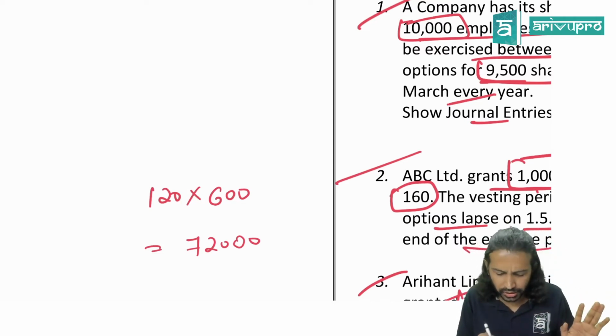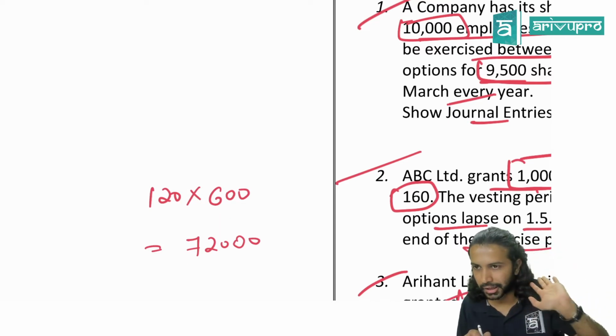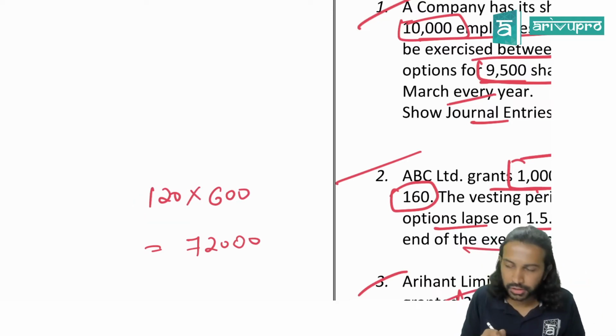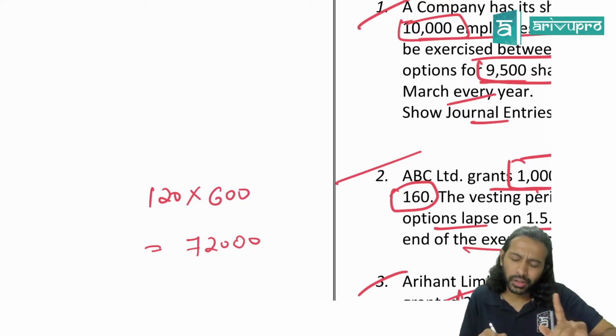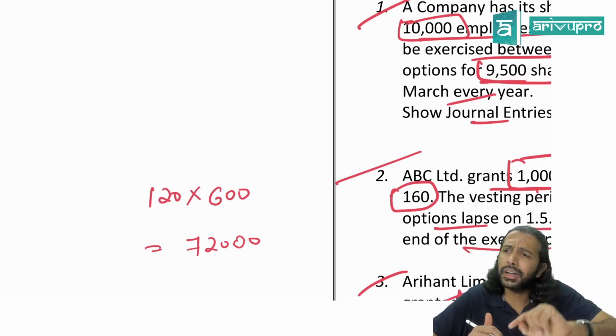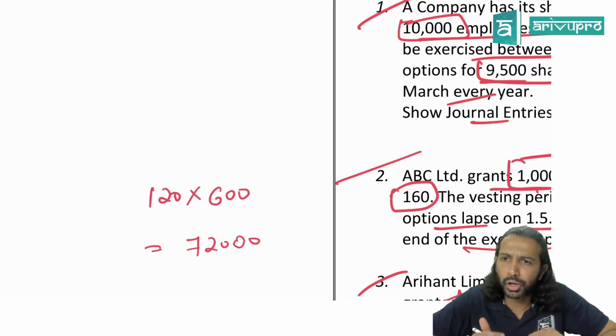72,000. This is not the correct working note. Don't copy this and all. Simplicity I'm taking. I'm assuming 600 shares are purchased. Okay, on each share, how much is the loss? 120. So what is the loss? 72,000. Loss means where it will go, sir? P&L. Can I transfer this loss to 1 year P&L? Touch your heart and tell. Don't still say yes. Okay.